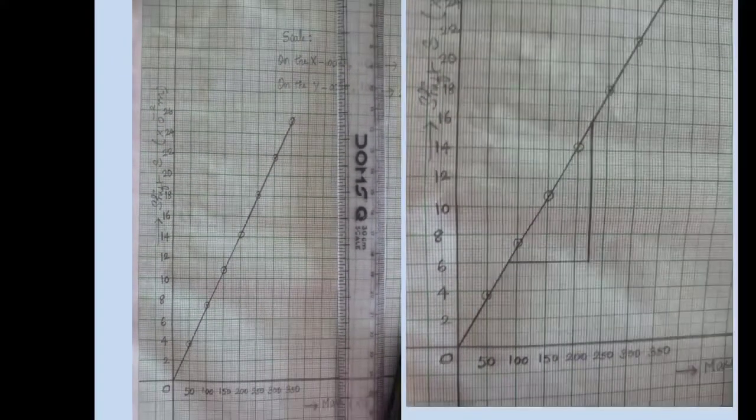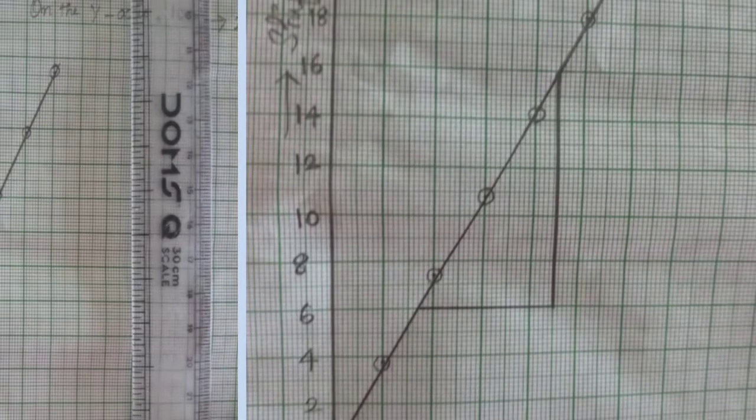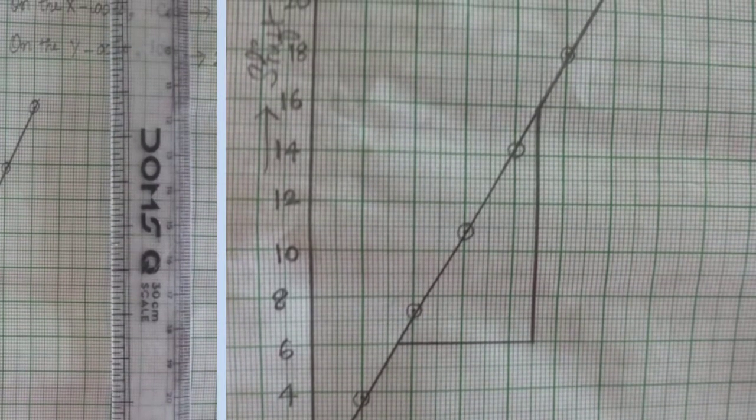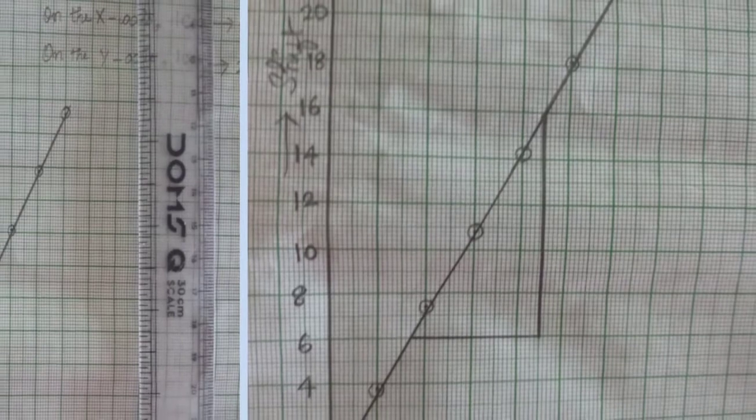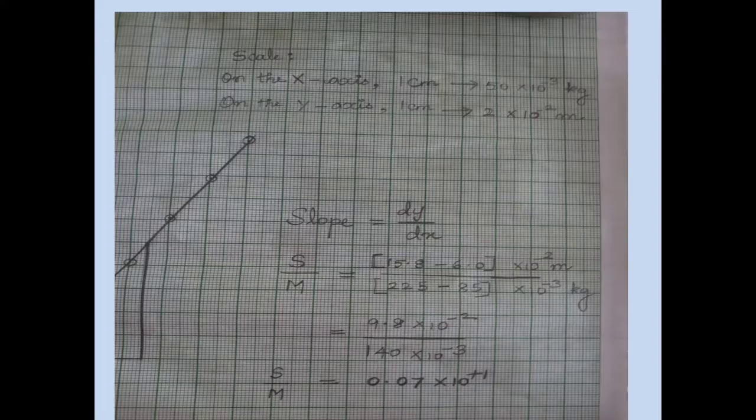The next is we have to draw a slope for this. Don't take the slope on the points which have already been plotted. So let us choose 2 points other than the points we have already plotted. I have taken a slope between 6 centimeters and 14.8, I'm sorry, 15.8 centimeters. So we have drawn the slope now.